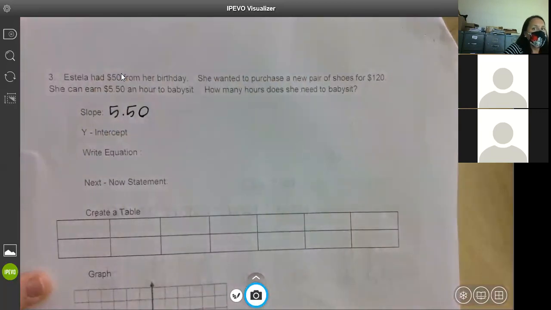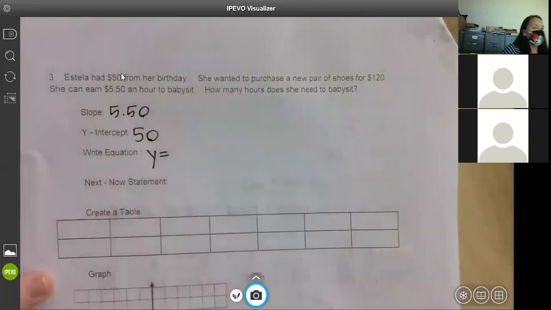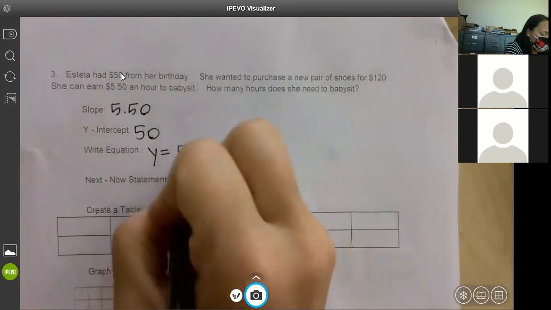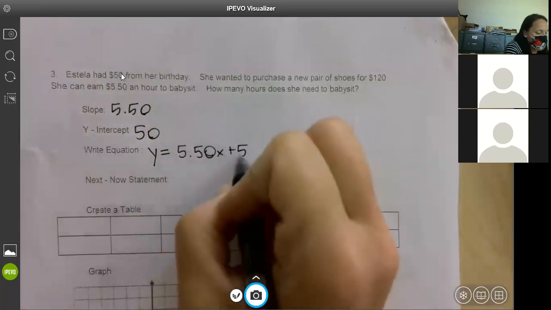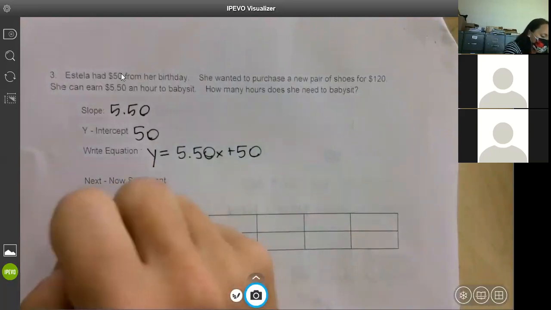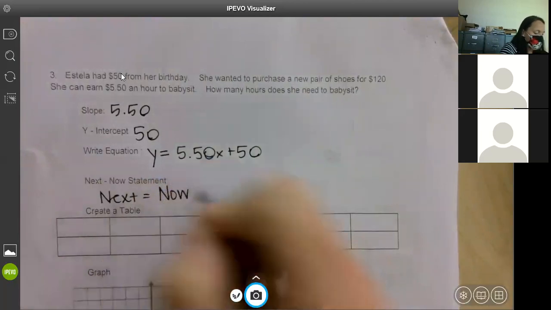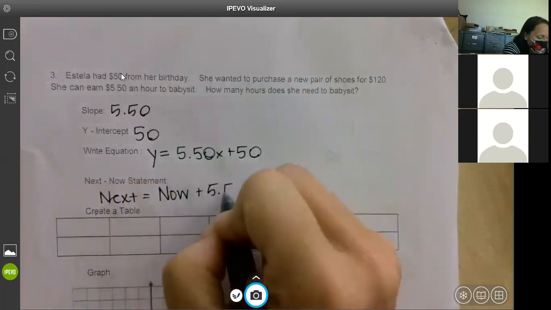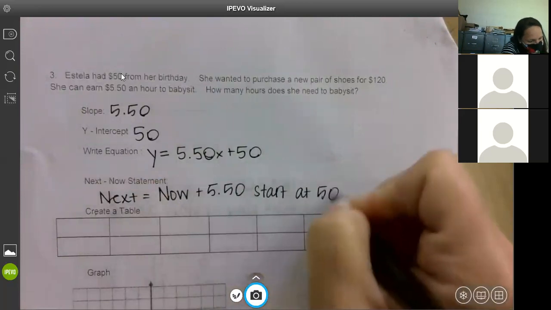What does she start with? She started with $50 for her birthday. So that equation is y equals 5.50x plus 50. Perfect. All right, somebody else, what's your next now? Next equals now plus 5.50. Start at 50. Perfect.